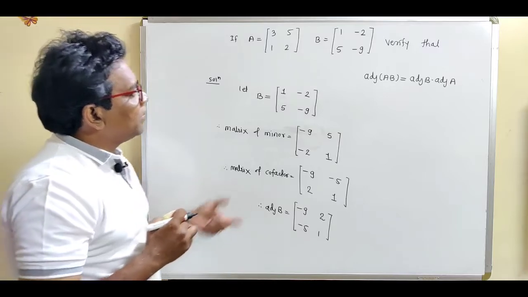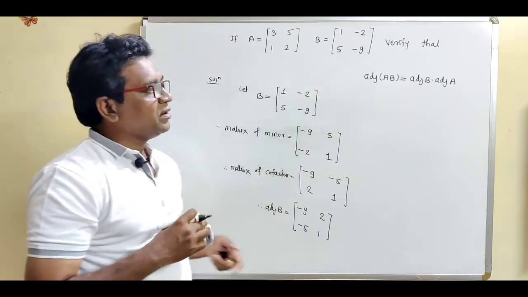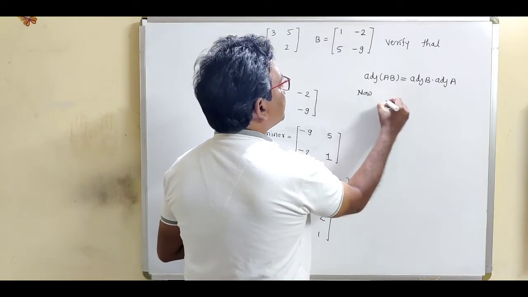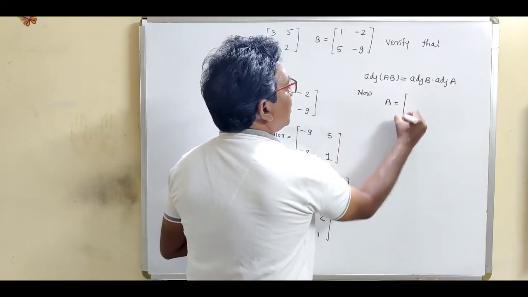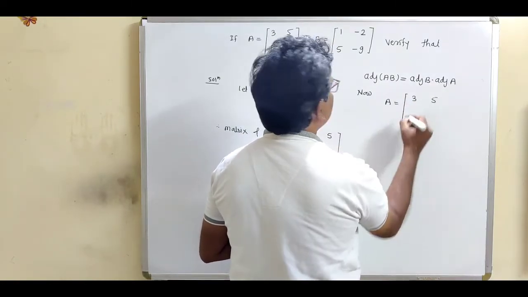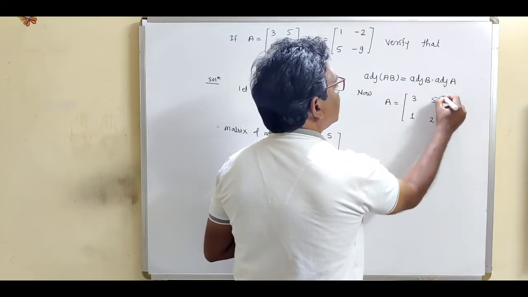Now similarly, from matrix A, we can find the adjoint of A. So right here, now A is equal to matrix 3, 5, 1, 2.